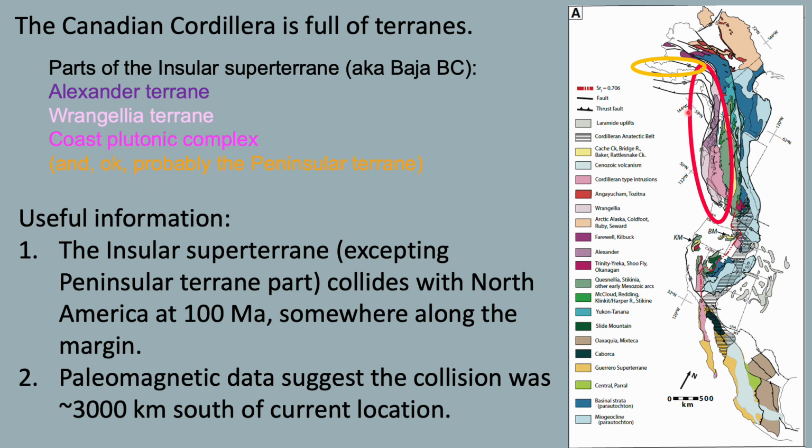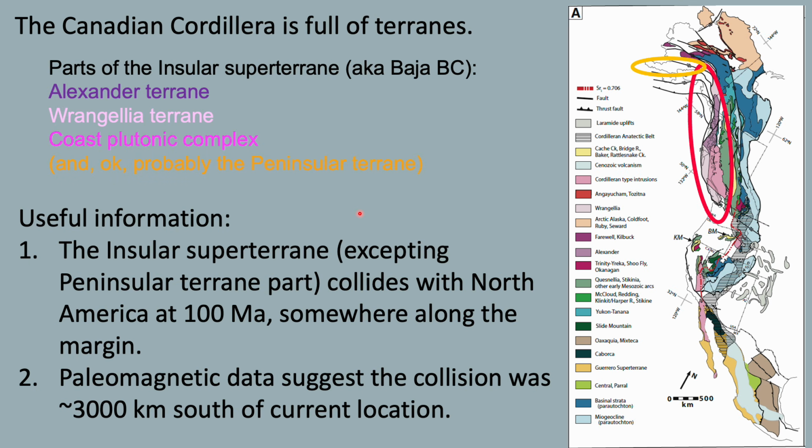The Canadian Cordillera is full of terranes. So we just talked about the insular terrane, which is the one shown in pinks and purples. I've left out the peninsular terrane, and that was left out in the model as well, although likely that was also going along for the ride. Inboard of that, I'm going to introduce another one called the intermontane terrane, which is the one in greens.